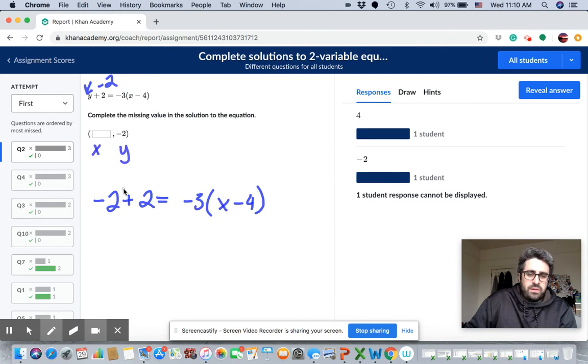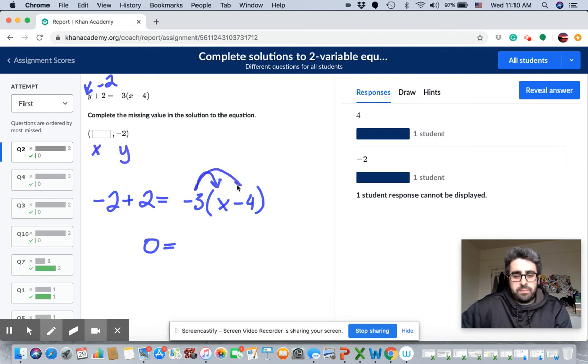So on this side of the equation, I see -2 plus 2. These are like terms. So I can add -2 plus 2. -2 plus 2 is 0. And then on the other side, I see -3 times x minus 4, where x minus 4 is in parentheses. So I'm going to distribute this -3 to each. So we have 0 equals -3x plus 12. -3 times -4 is 12. All right, now I'm going to use inverse operations in order to solve for x.